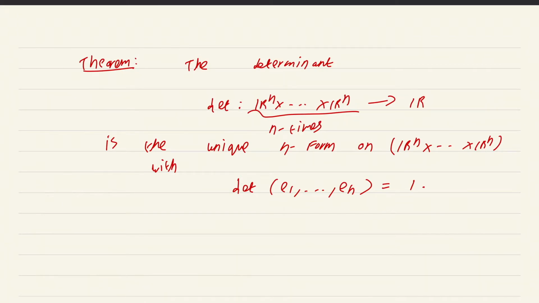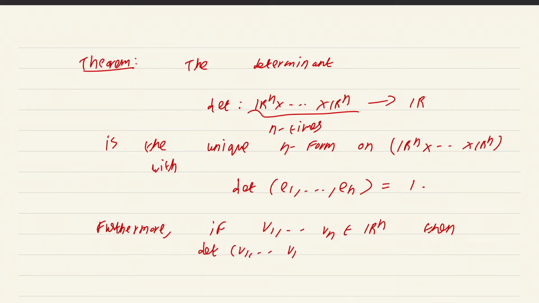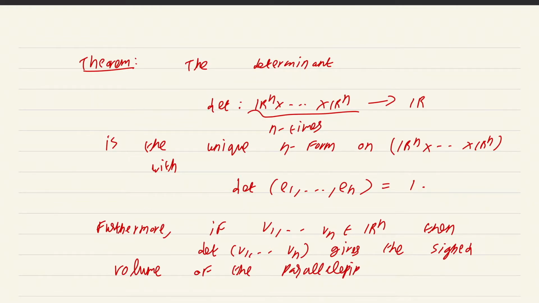Okay, furthermore, if v1 to vn are in Rn, then the determinant of v1 to vn gives the signed volume of the parallelepiped spanned by v1, ..., vn.